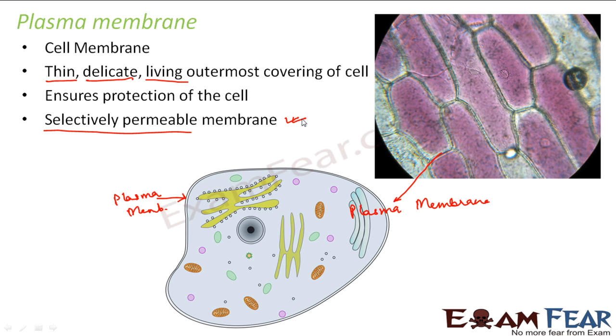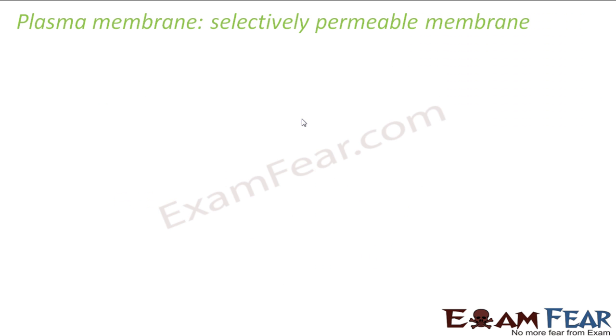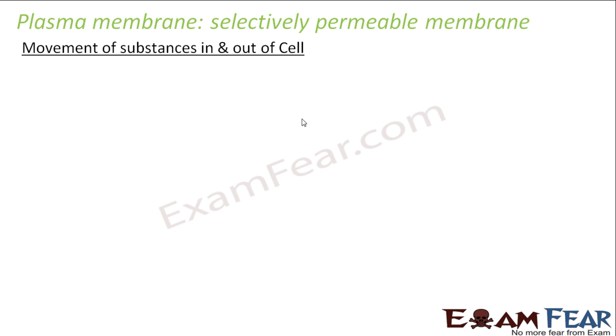How is the plasma membrane a selectively permeable membrane? Let us understand this fact. When I talk about a selectively permeable membrane, we are actually going to talk about movement of substances in and out of the cell, because the plasma membrane acts as a boundary of the cell. So whenever an object wants to come inside the cell or go out of the cell, it has to cross the plasma membrane. So here we will see how the plasma membrane allows things to pass through it.